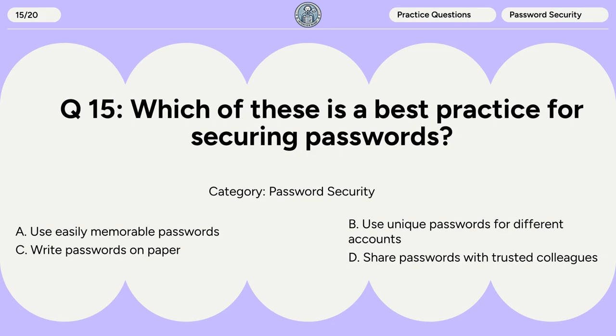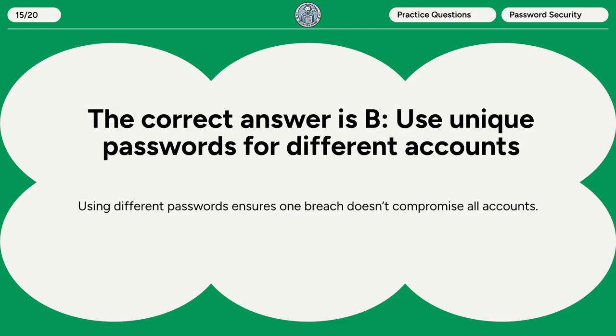Question 15. Which of these is a best practice for securing passwords? A. Use easily memorable passwords. B. Use unique passwords for different accounts. C. Write passwords on paper. D. Share passwords with trusted colleagues. The correct answer is B. Use unique passwords for different accounts. Using different passwords ensures one breach doesn't compromise all accounts.